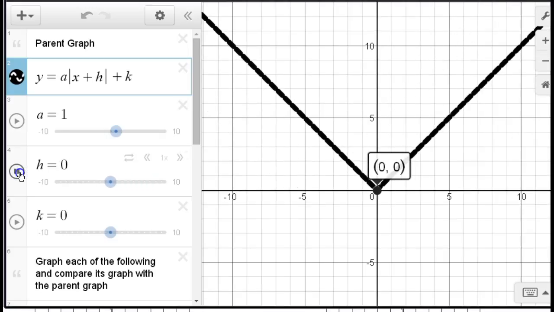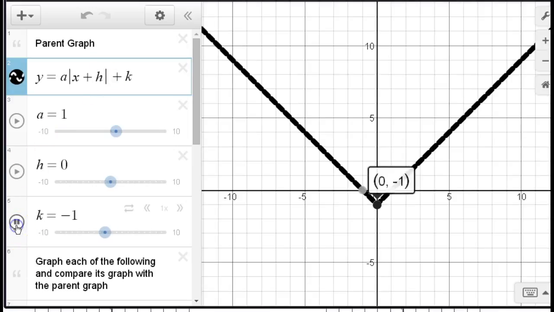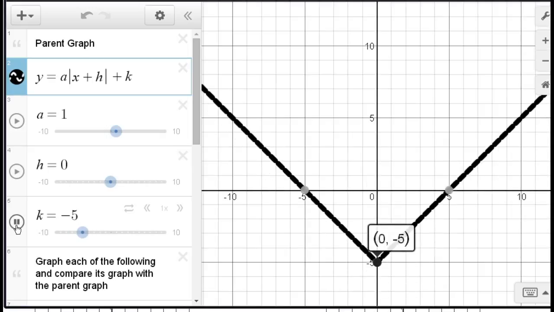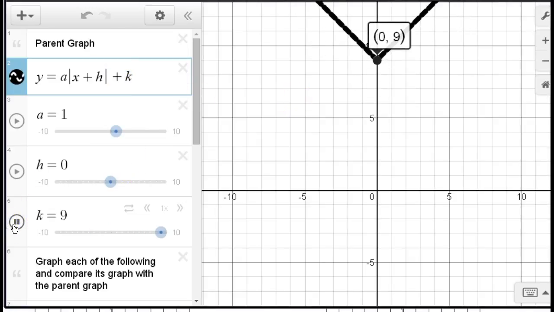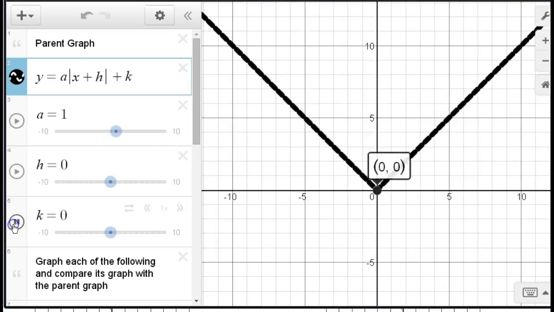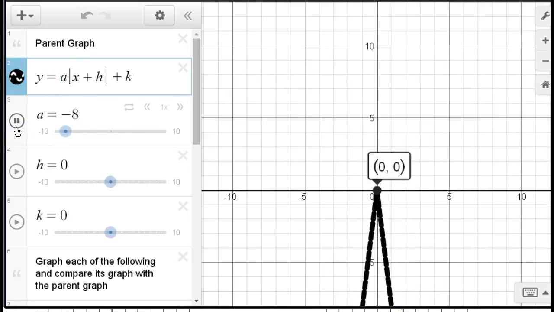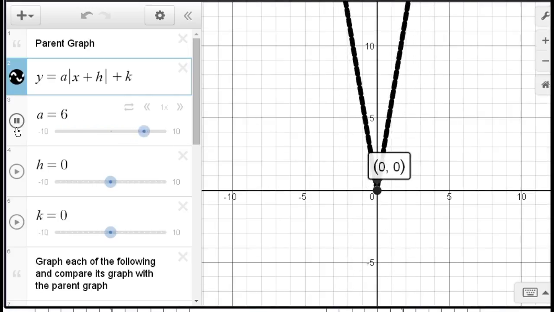So the number on the inside of the absolute value moves it left and right, as we thought it would, but in the opposite direction from what we thought. The k, on the other hand, negative did move it down, and positive did move it up. So whatever number's on the outside does move it up and down, as we would expect. Okay, and finally, the last number we looked at was a, the number on the front, and that was kind of like a slope. So a negative slope opened down, a positive slope opened up. And the bigger the number, the steeper the slope, the skinnier the graph got. Okay? So that's where we started off.